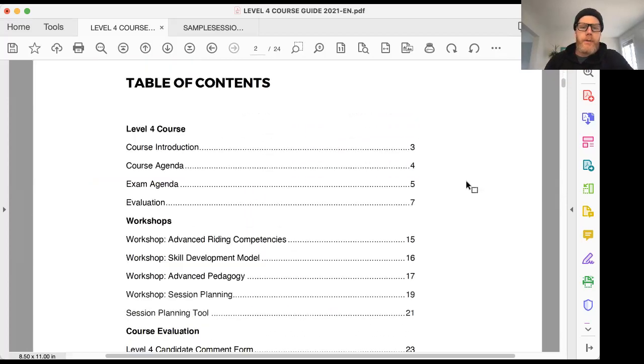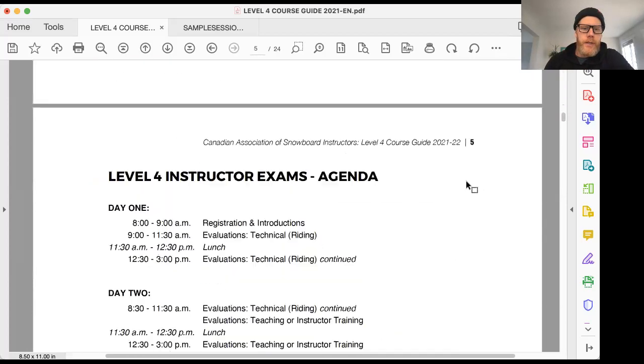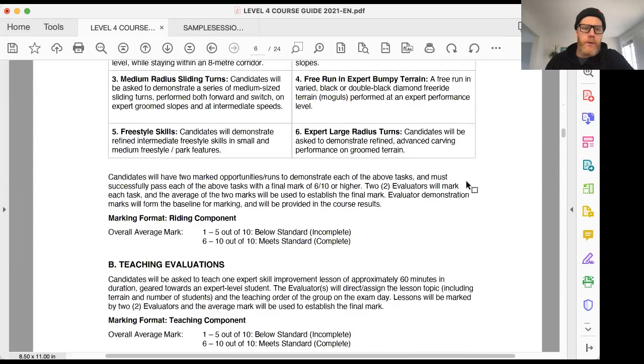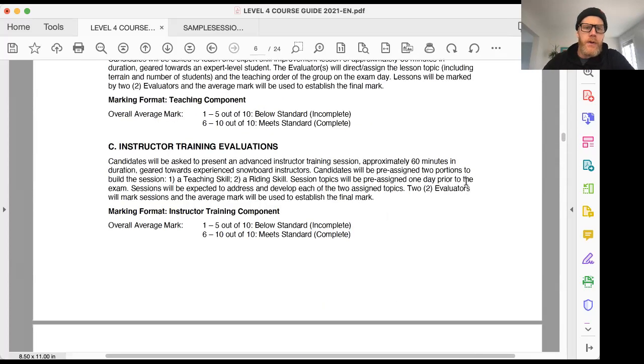So as I mentioned, today we're talking about the instructor training or the pedagogy component of the Level 4 evaluation. I'm going down to the evaluation section of the course guide here, and it says Part C says that candidates will be asked to present an advanced instructor training session, approximately 60 minutes in duration, geared towards experienced snowboard instructors. So you'll be given a 55 to 60-minute window to run your session. Candidates will be pre-assigned 2 portions to build the session.